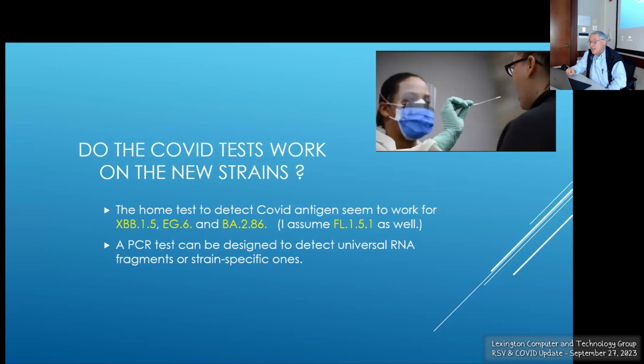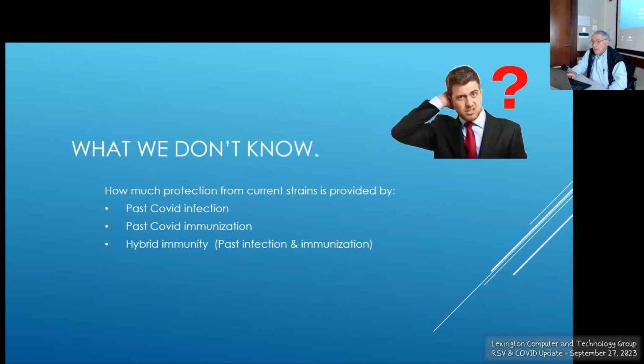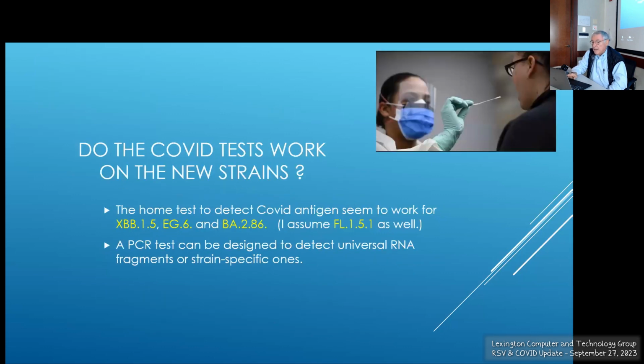Now, a PCR test can be designed to detect what they have done. A universal RNA segment, because you just want to know if there's COVID there, but you can make it strain specific if you want to know how many of this strain or that strain are there. So the testing works. So when they tell you on the box that there's an expiration date, is that because they have no idea how long it will be good? Or no, it's because of politics.